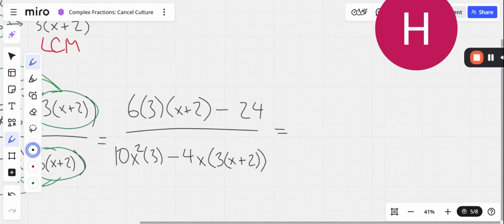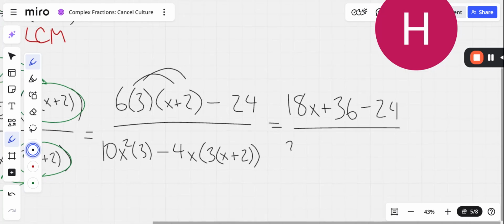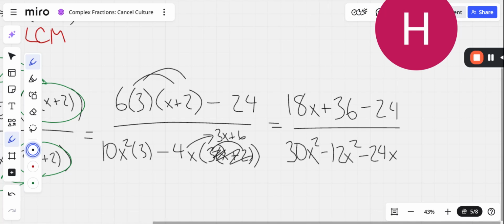All right, so let's work this out a little bit. It's coming out pretty nicely already. We're going to have 18 times x plus 2. That's going to give us 18x plus 36 and minus 24 on top. And then on the bottom, we're going to end up with 30x squared minus, let's do this carefully. So 3 times x plus 2, of course, that gives us 3x plus 6. And let's multiply the 4x to that. That's going to give us negative 12x squared and negative 24x, isn't it?